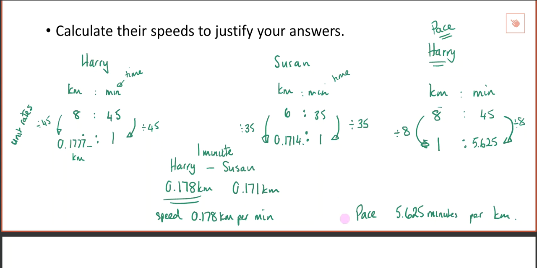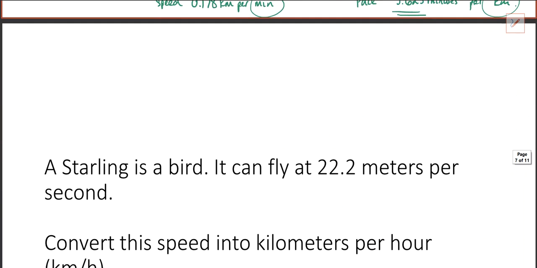All right. Now, I saw quite a few of you did this answer, which is fine because you worked it out for Harry and Susan, and you would end up with the same conclusion. All right. Make sense? The difference is that in speed, time is the unit, but in pace the distance is the unit. Okay, make sense? Yeah, good.